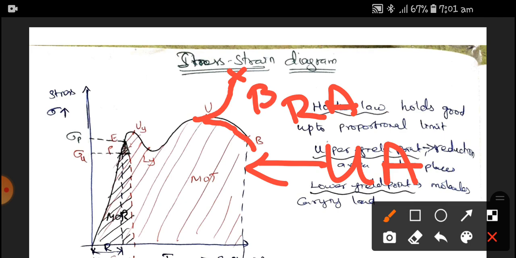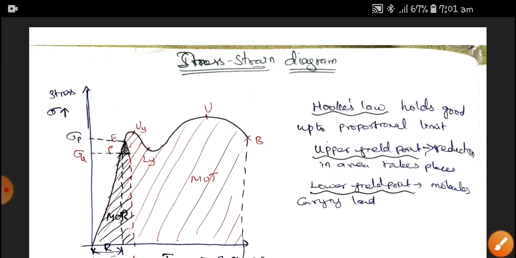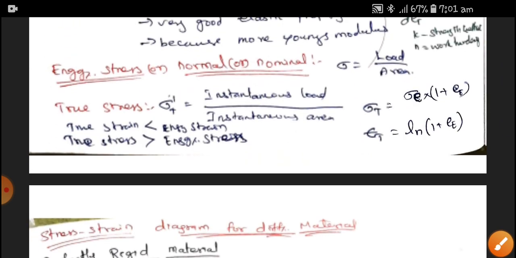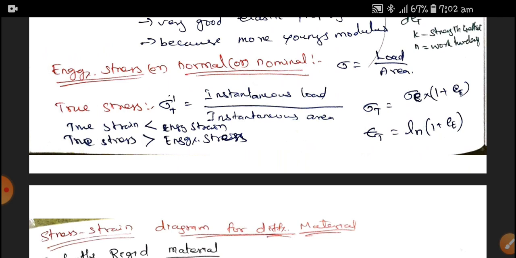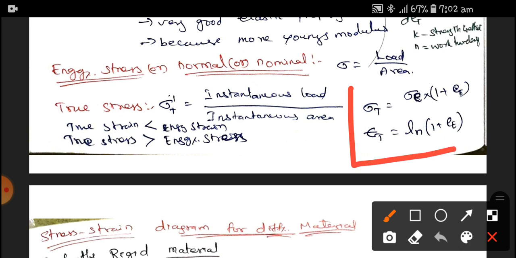So this region is called the true stress and true strain region, where we calculate the instantaneous load to the instantaneous area. That is called true stress. True stress is nothing but the ratio of instantaneous load to instantaneous area. And we know that true strain is lesser than the engineering strain, whereas true stress is more than the engineering stress, where we can easily find the formula of true stress and true strain, where true stress is equal to sigma e.